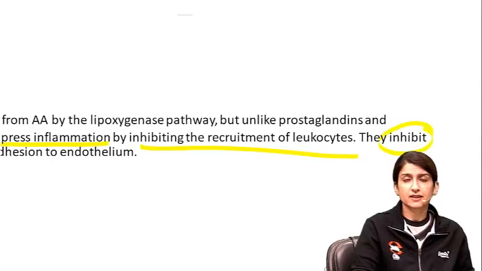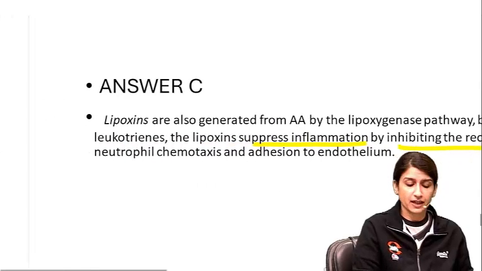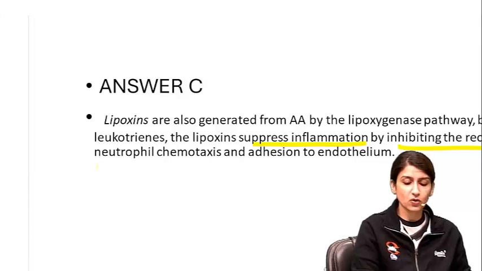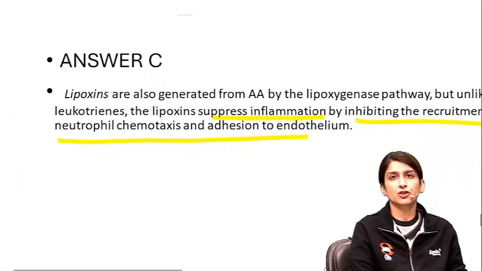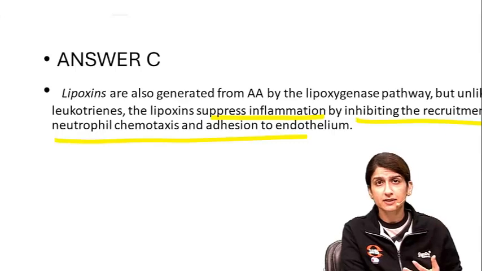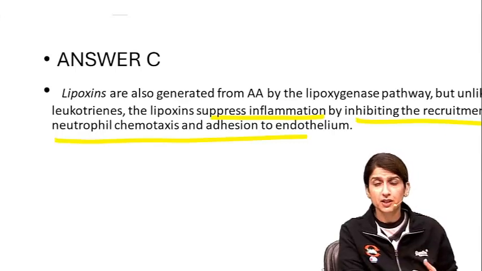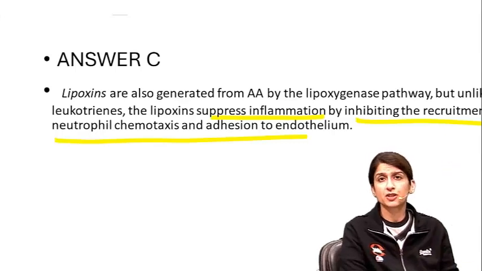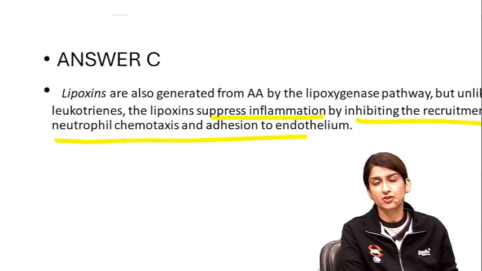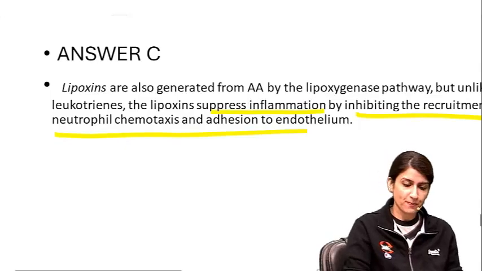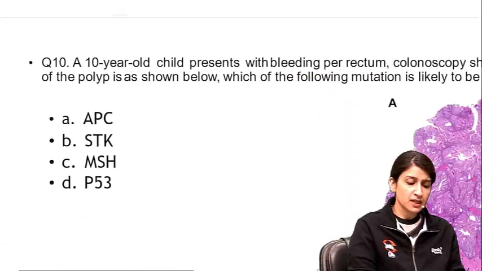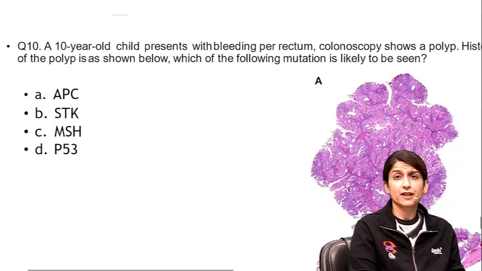ये क्या करते हैं? ये inhibit करते हैं न्यूट्रोफिल की कीमोटैक्सिस को और उसके एंडोथेलियल एडिशन को. सो अगर न्यूट्रोफिल का कीमोटैक्सिस नहीं होगा, एडिशन टू द एंडोथेलियम नहीं होगा, सो वो सारे इवेंट्स ऑफ इन्फ्लेमेशन पूरे नहीं हो पाएंगे. दैट्स व्हाई दे आर एंटी इन्फ्लेमेटरी इन नेचर, लाइपोक्सिन्स. ओके, नेक्स्ट क्वेश्चन. It's a very, very important question.